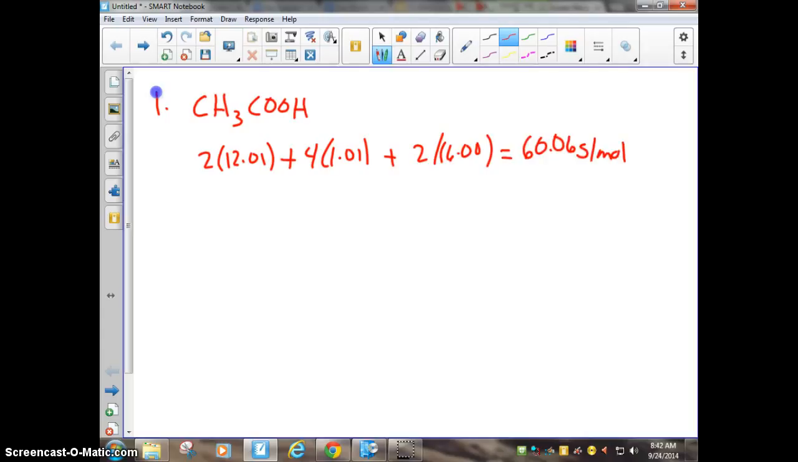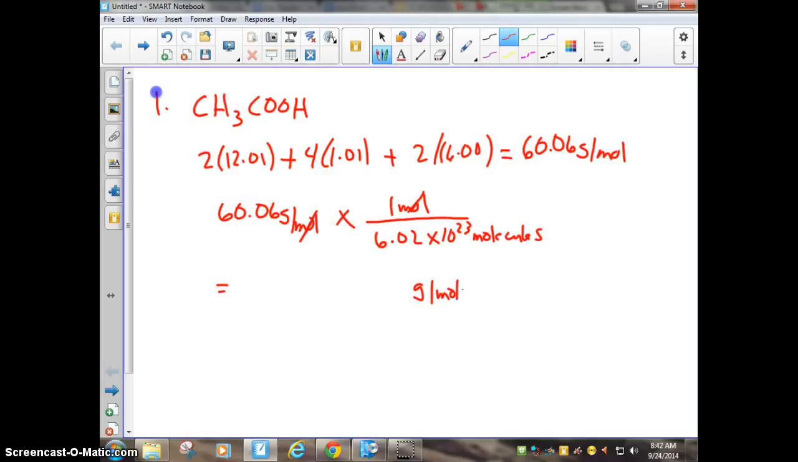So now to find out the mass of just one molecule, I can take that 60.06 grams per mole. I can multiply by 1 mole, which contains 6.02 times 10 to the 23rd molecules. So by setting up my conversion factor this way, my moles will cancel out and my final answer will be grams per molecule, which is what we were asked to find. And dividing by Avogadro's number, I come up with 1 times 10 to the minus 22nd.